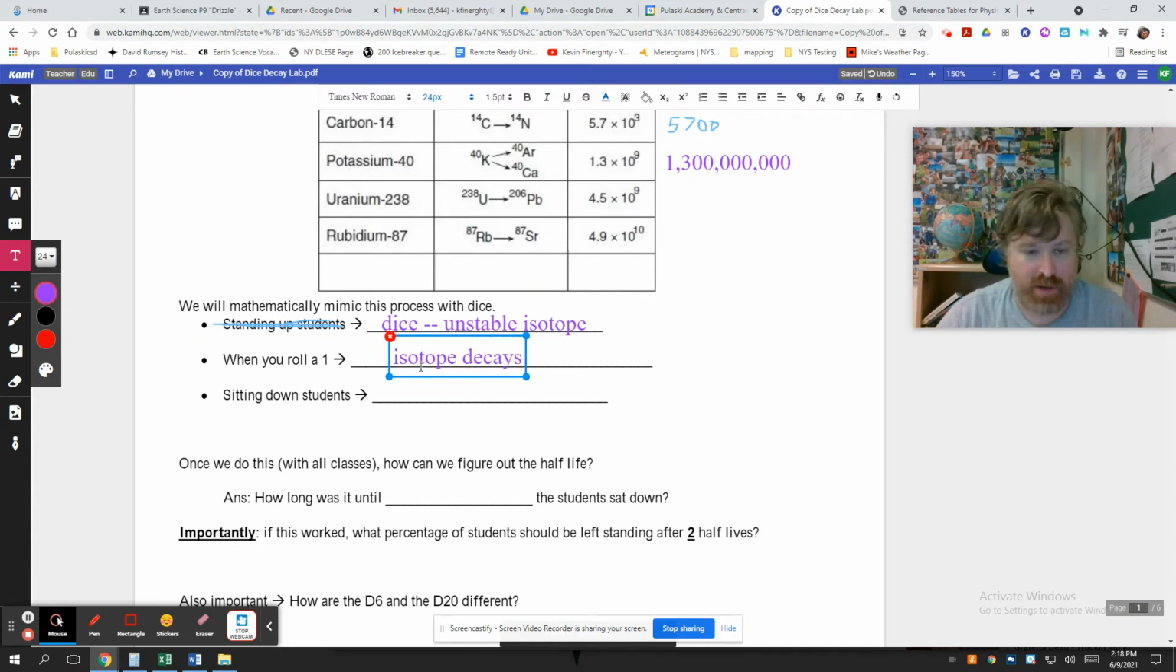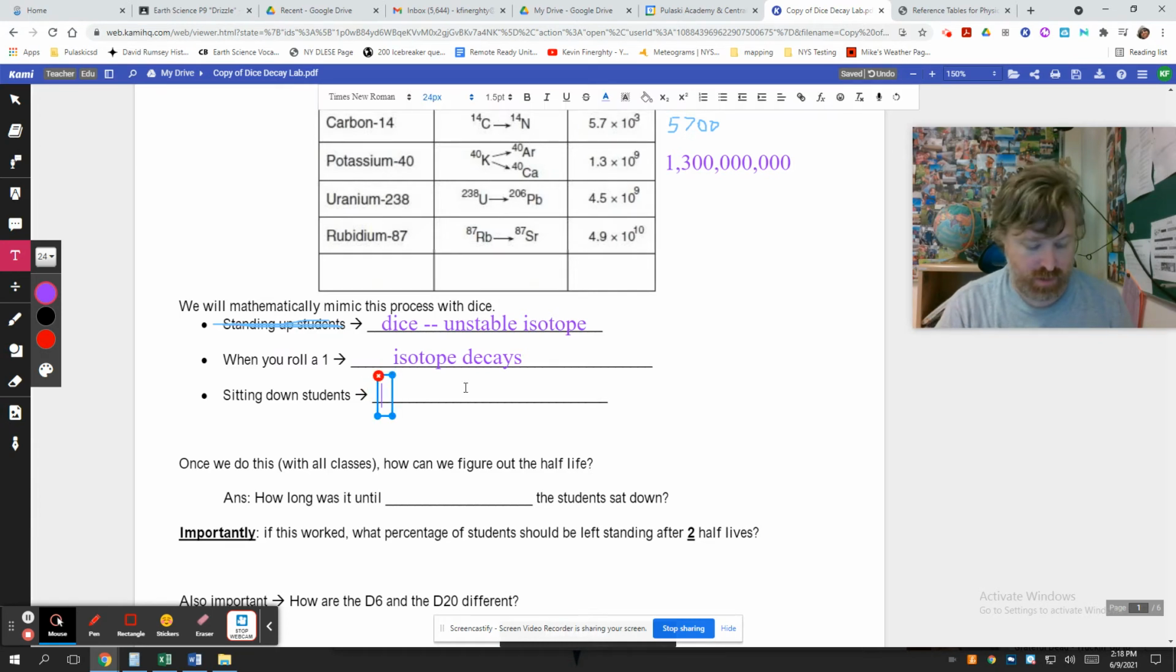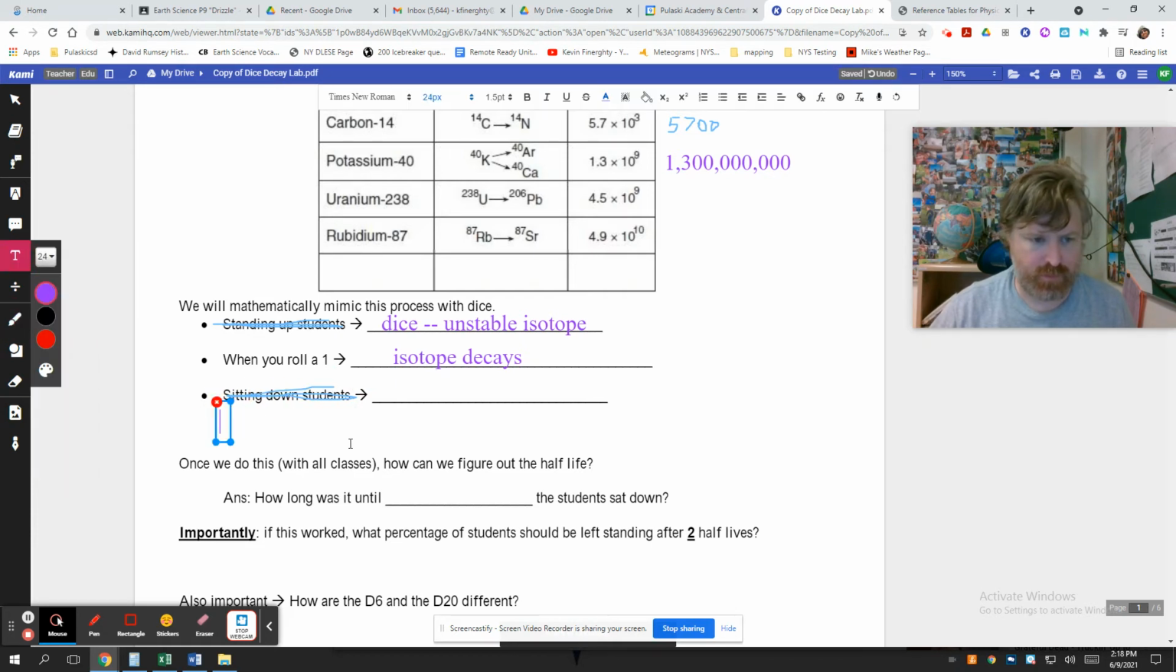Again, I'm going to be doing this on my own since we're in this COVID situation. So when I roll a 1 with one of those dice, I pull it out and I put it into a beaker, and then the other ones go back to be rolled again. So that means that the sitting down students are basically, we'll cross that off. Sorry, I should have done this ahead of time. The rolled ones, if you know what I mean by that, all of the rolled ones then have decayed down to the stable isotope.